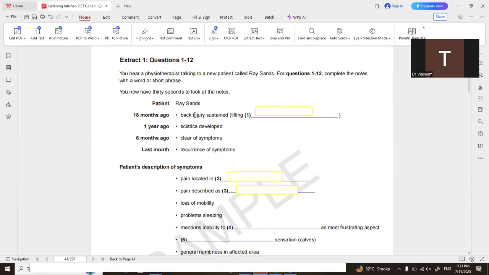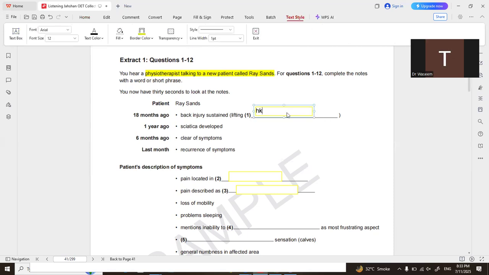For example, if you see, it is a conversation. A physiotherapist is talking to a new patient called Ray Sands. Now, always remember that the patient will be giving you the answers that are going to be filled in this empty box. So you have to follow the lines of the patients, not the doctors. This is important. So now you know where to focus. You have to focus on the patient's words.